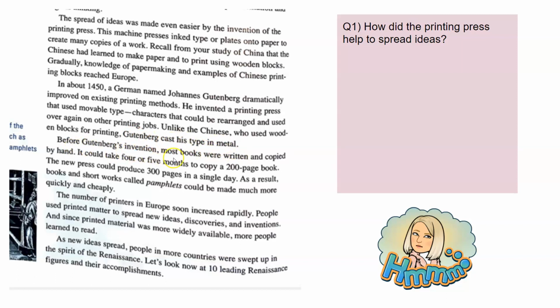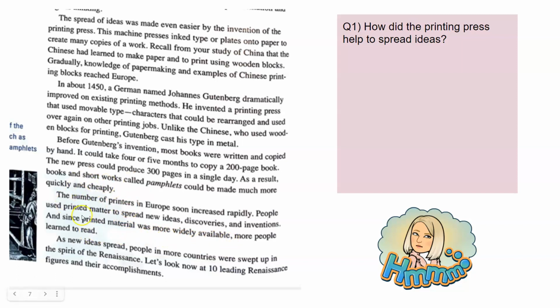Before Gutenberg's invention, most books were written and copied by hand. Yikes. Could take 4 or 5 months to copy a 200-page book. The new press could produce 300 pages in a single day. As a result, books and short works called pamphlets could be made much more quickly and cheaply. The number of printers in Europe soon increased rapidly. People used printed matter to spread new ideas, discoveries, and inventions. And since printed material was more widely available, more people learned to read.